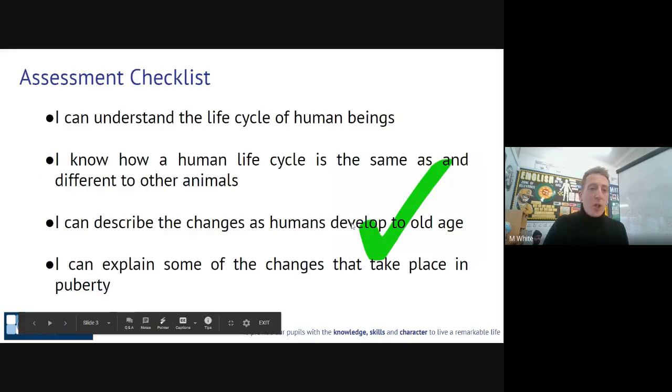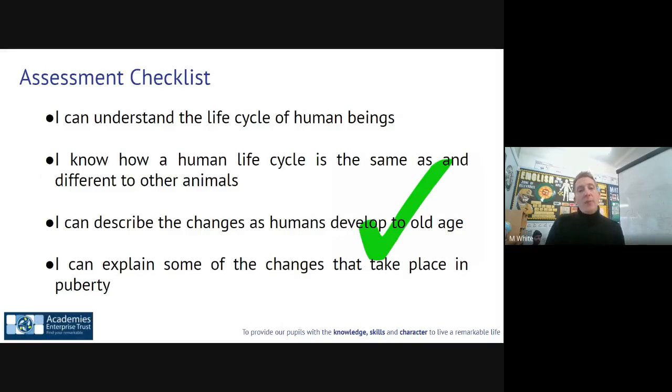A bit of an assessment checklist. So hopefully from today's session, we'll be able to understand the life cycle of human beings. You'll be able to know how a human life cycle is the same as and different to other animals. So hopefully we know that humans fall into the category of animals. We are mammals. So how are we similar to other mammals? How are we different to other mammals?